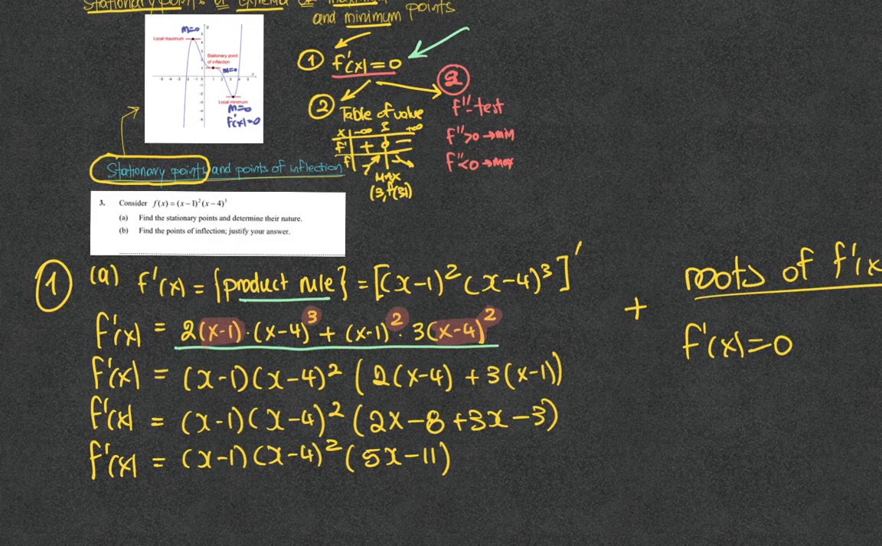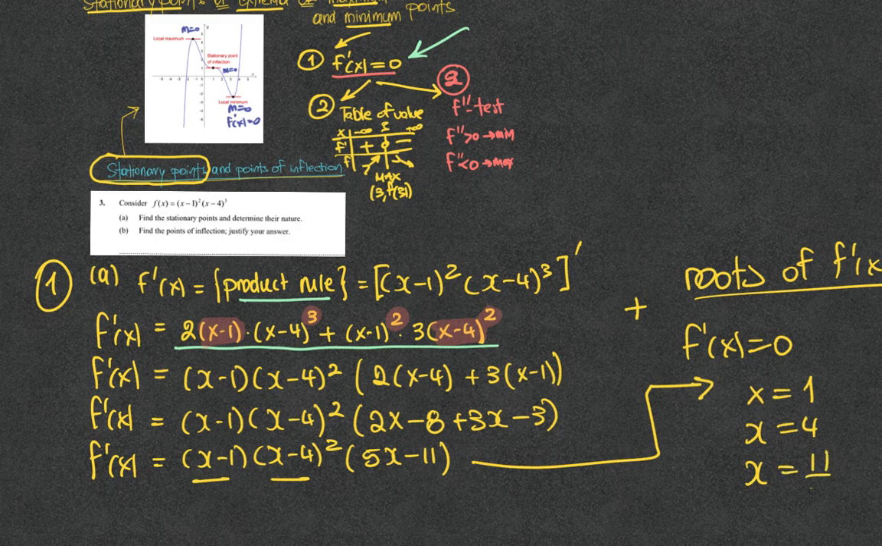That means that all of that has to be equal to 0, and the roots that we get are x is equal to 1, x is equal to 4, that makes 0 the second bracket, x equals 1 from the first bracket, 4 from the second bracket, and from the first bracket we get 11 over 5. And these are the three roots that we have for the function.